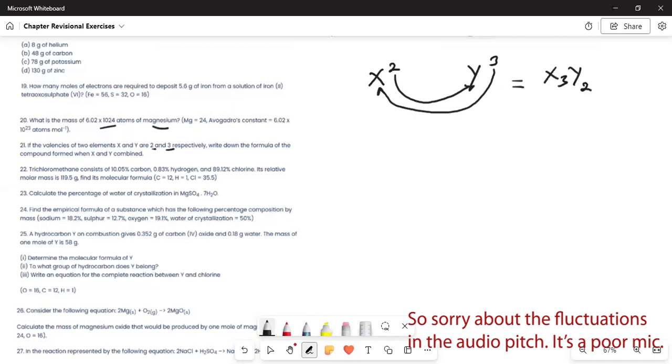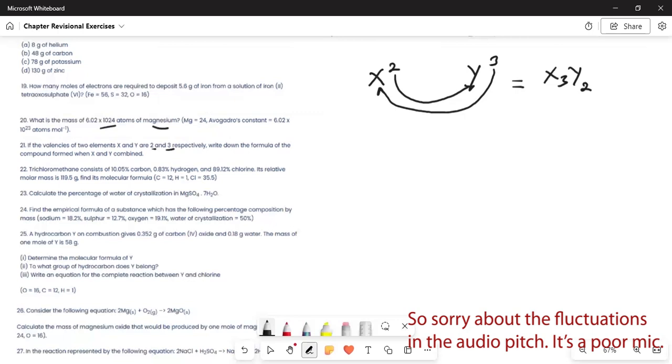Question 22, it says trichloromethane consists of 10.05% carbon, 0.83% hydrogen, and 89.12% chlorine. Its relative molar mass is 119.5 gram. Find its molecular formula. Now, let's list all the component elements with their respective percentage composition by mass.